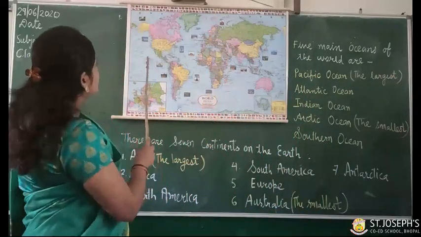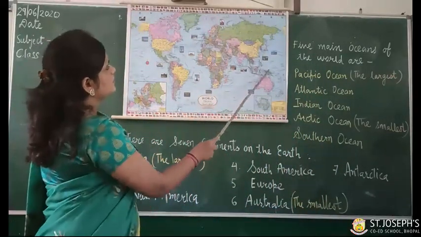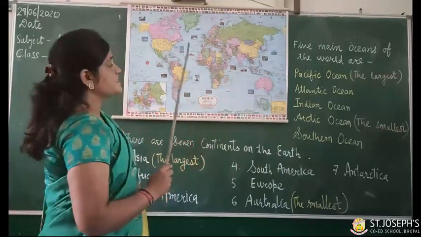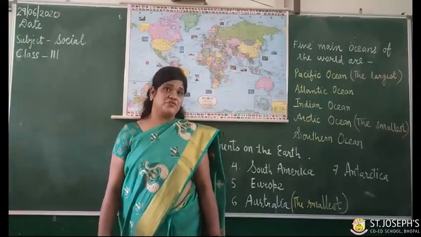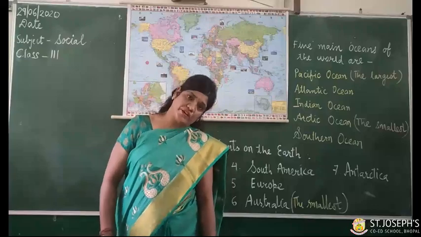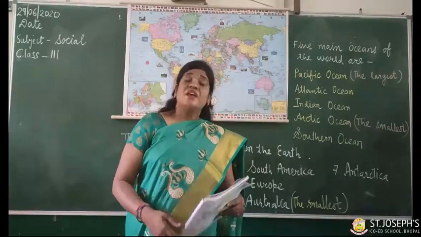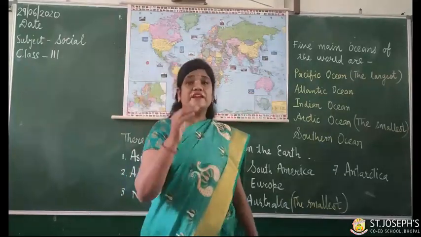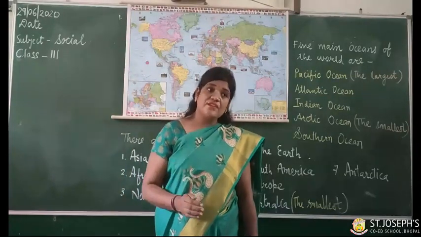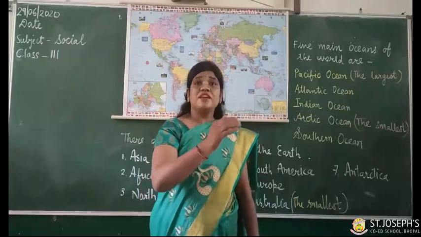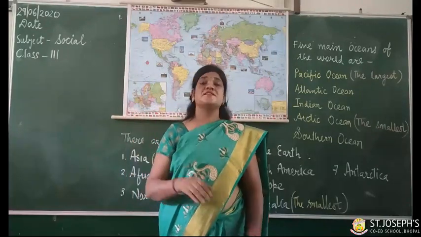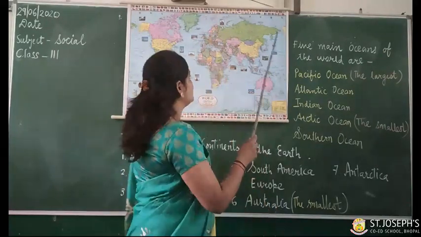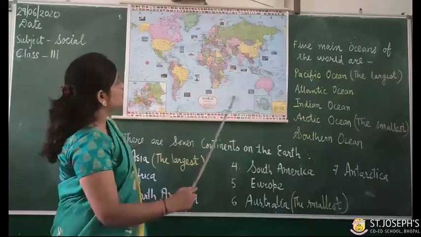Okay, so here, children, if you see this map very carefully, you can see this blue color. What is this, children? This is actually water bodies. Blue color shows water bodies. In our previous chapter, if you have read carefully, we read that 3/4 of the earth is covered with water.